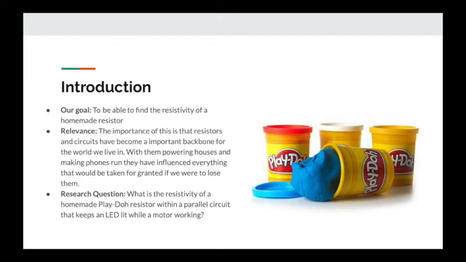The main question that we're doing for this lab is: what's the resistance of the homemade Plato resistor within a parallel circuit that keeps one loop of an LED light working and another loop of a motor working, with the Plato in the LED loop?